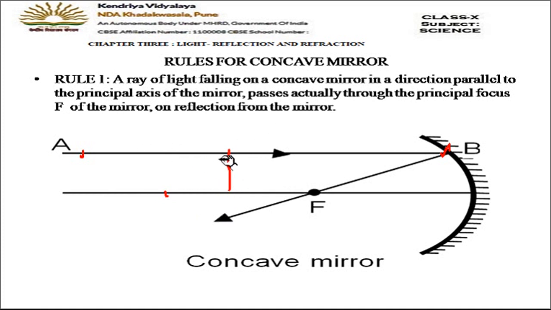So this ray is parallel to the principal axis, and when it strikes the mirror, it gets reflected back. And what is the rule? The rule is that after reflection it will pass through this point F. This is rule number 1. I hope this is clear to you all. Whenever a ray of light which is parallel to the principal axis moves towards the mirror and gets reflected, it always passes through the focus point F. Now let's see rule number 2.